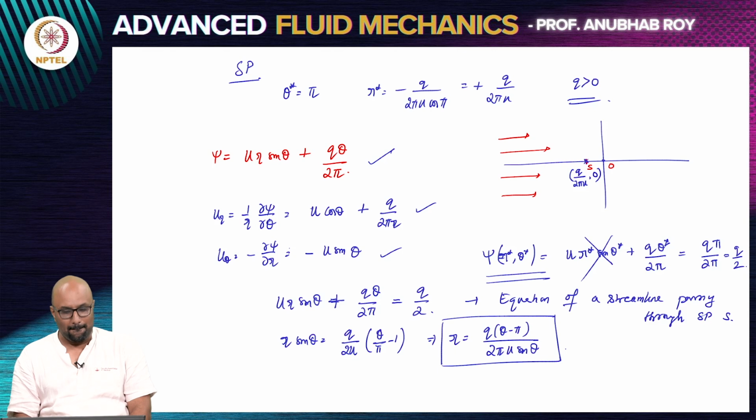Now, how should it look? As you can see, as theta keeps increasing, let us say you go from pi towards 0. Obviously, when you are exactly at theta equals pi, you get r equal to q by 2 pi u, because theta minus pi over sin theta will be 1 at theta equals pi. And then we track the r coordinate as theta is going towards 0.